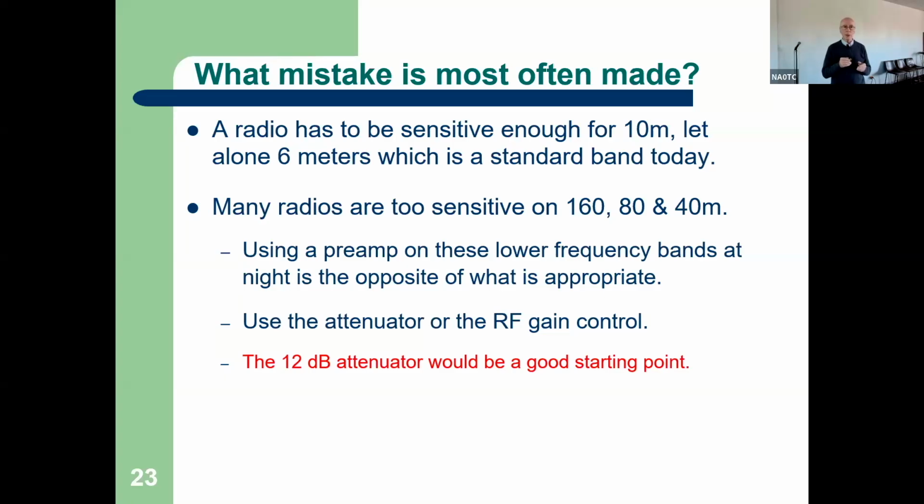So consider keeping your preamp off on the low bands, and use your attenuator when appropriate. Like on 75 meters, I typically run 12 dB attenuation, even at night on 40 meters. We don't need the sensitivity that you need on 10 and 6, and even 12 and 15, on 40, 80, 160.